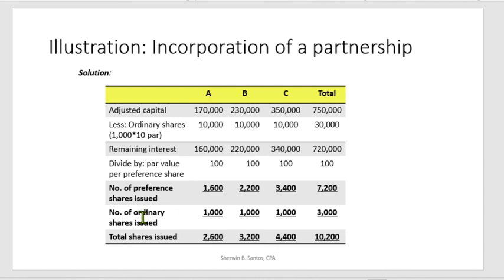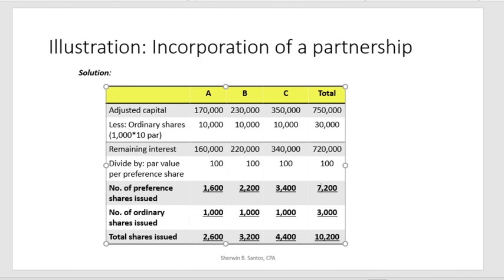So, kung ang number of ordinary shares na i-issue kay A, B, and C ay tig-1,000, i-add mo lang 1,600 plus 1,000, 2,600 for A, 3,200 for B, and 4,400 for C. As a total of 10,200 shares. Pero kung ang question ay on a specific kind of share, halimbawa preference share ang tinatanong, so you can refer kung alin ang isasagot mo dyan on your board exam.